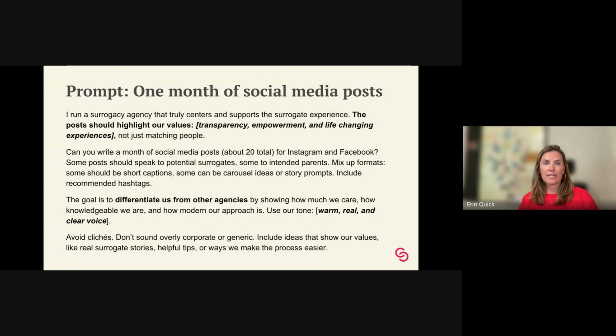And so here's just an example of a prompt, and again, we're going to send the slides. You don't have to screenshot it or try to recreate it. If you wanted to create a month of social media posts, this is an example of a prompt that you can use.